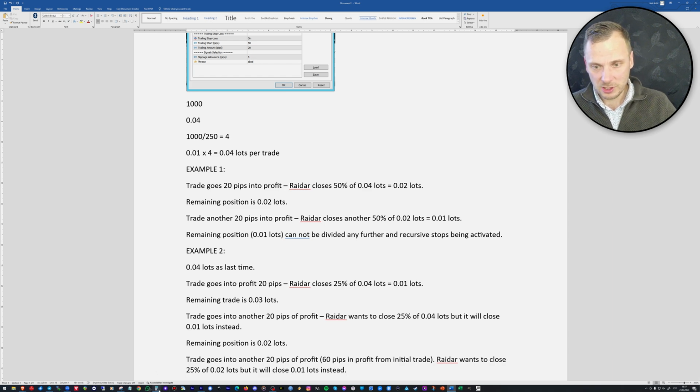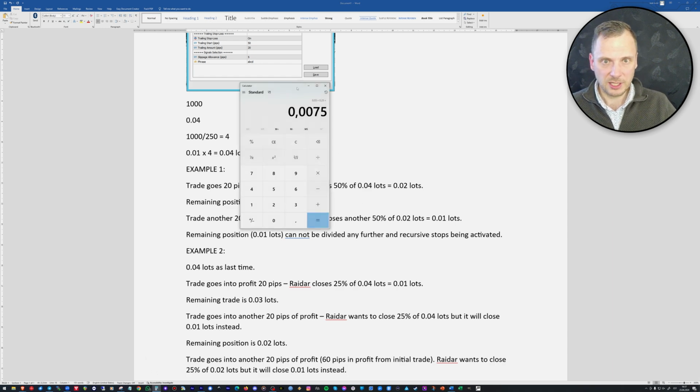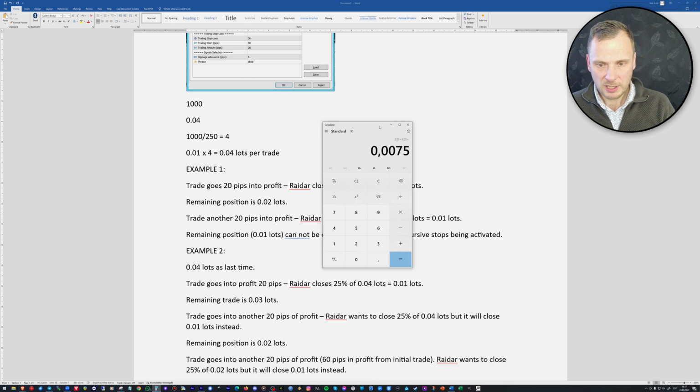I'm gonna make this calculation again so it's clear to everybody. So we want to have 25% of 0.02, so we have 0.02 times 0.25. This is 0.005 lots, but since such lot size doesn't exist, it will just scale up and close the closest lot size it can handle, so 0.01 in this case.